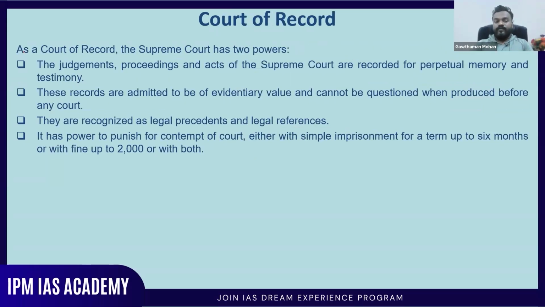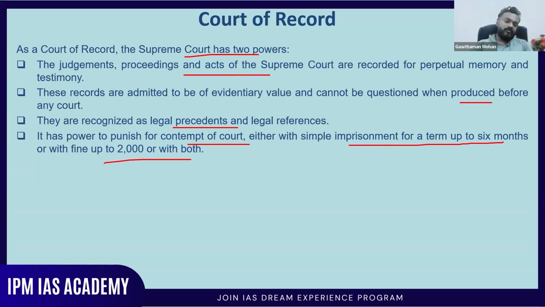The courts of record. As a court of record, the Supreme Court has 2 powers. The judgments, proceedings, and acts of the Supreme Court are recorded for perpetual memory and testimony. These records are admitted to be of evidentiary value and cannot be questioned when produced before any court. They are recognized as legal precedents and legal references. It has power to punish for contempt of court, either with simple imprisonment for a term of 6 months or with a fine up to 2,000 or with both. Okay, very important. So, as a court of record, the Supreme Court has these powers.